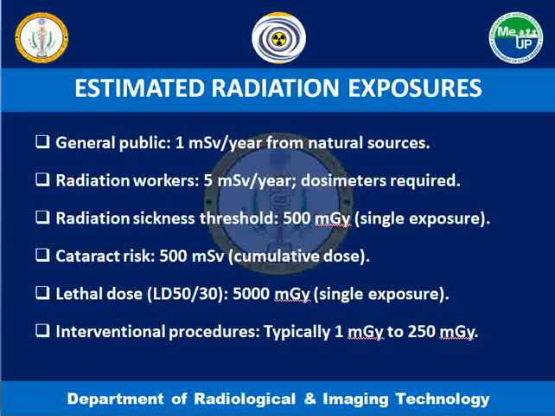Next, estimated radiation exposures. General public, 1 millisievert per year from natural sources. Radiation workers, 5 millisievert per year, dosimeters required. Radiation sickness threshold, 500 milligray, single exposure. Cataract risk, 500 millisievert, cumulative dose. Lethal dose, LD50, 3,500 milligray, single exposure. Interventional procedures, typically 1 milligray to 50 milligray.